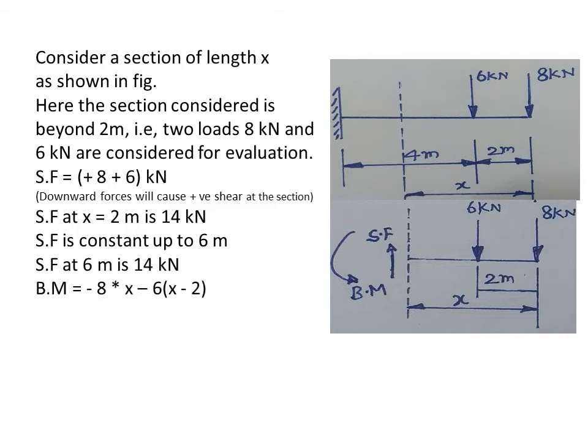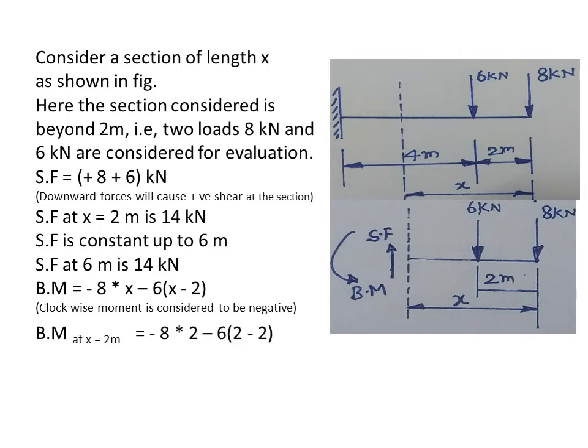The bending moment diagram. To find the bending moment, bending moment is equal to minus 8 into x minus 6 into (x minus 2). Clockwise moment is considered to be negative. Bending moment at x equal to 2 is minus 8 into 2 minus 6 into (2 minus 2). It is equivalent to minus 16 kilonewton meter.